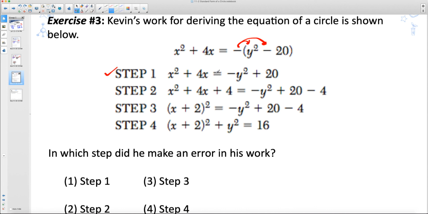In step 2 it looks like he started completing the square. So he decided, okay, I have to take half of this, divide it by 2, and square it. So he realized he needs to be adding 4. He added 4 over here, but then he subtracted 4 over here. That's a problem. He's not keeping his equation balanced. So I don't even need to go any further. Step 2 is where he made his mistake. That's where he made his error. This should have been plus 4. He should have added 4 to both sides.